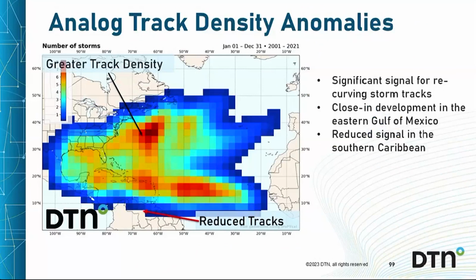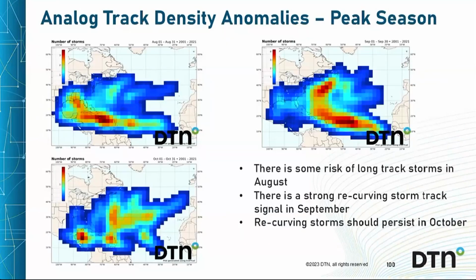track density anomalies for the year, and likewise breaking it down month by month from August to October. The recurving potential shows up pretty nicely, and that's most noticeable in October, so beyond our seasonal forecast, but certainly something to bear in mind, and we're not ruling out some recurving storms occurring a little bit earlier in our summer.